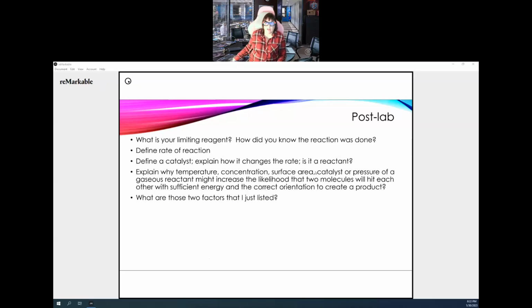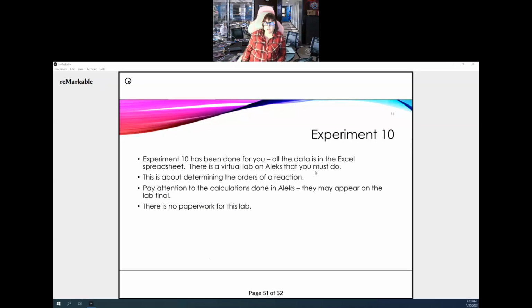Now, experiment 9 is the last one that you're going to be doing a summary, pre-lab, post-lab type thing for. And it's the last one that's expected to be in your lab notebook. When we get to experiment 10, there's a video that you need to watch that's included. And then there's going to be an Excel spreadsheet, which you actually need to do nothing with except turn it back in. There's a virtual lab on Alex to talk about this.